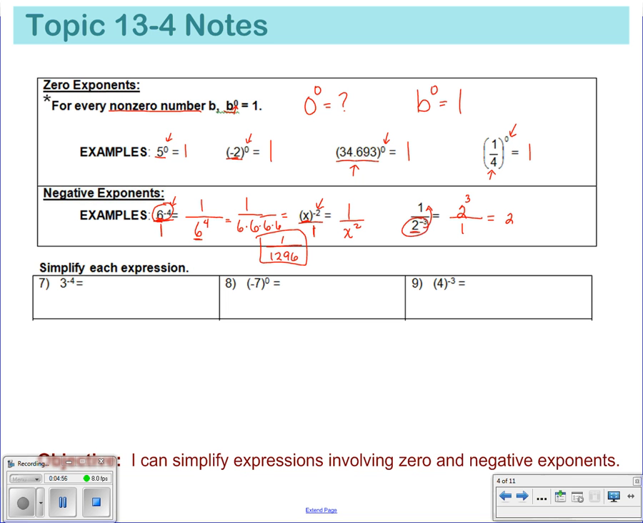So this becomes 2 times 2 times 2. We stamped it out 3 times, and that is 8.